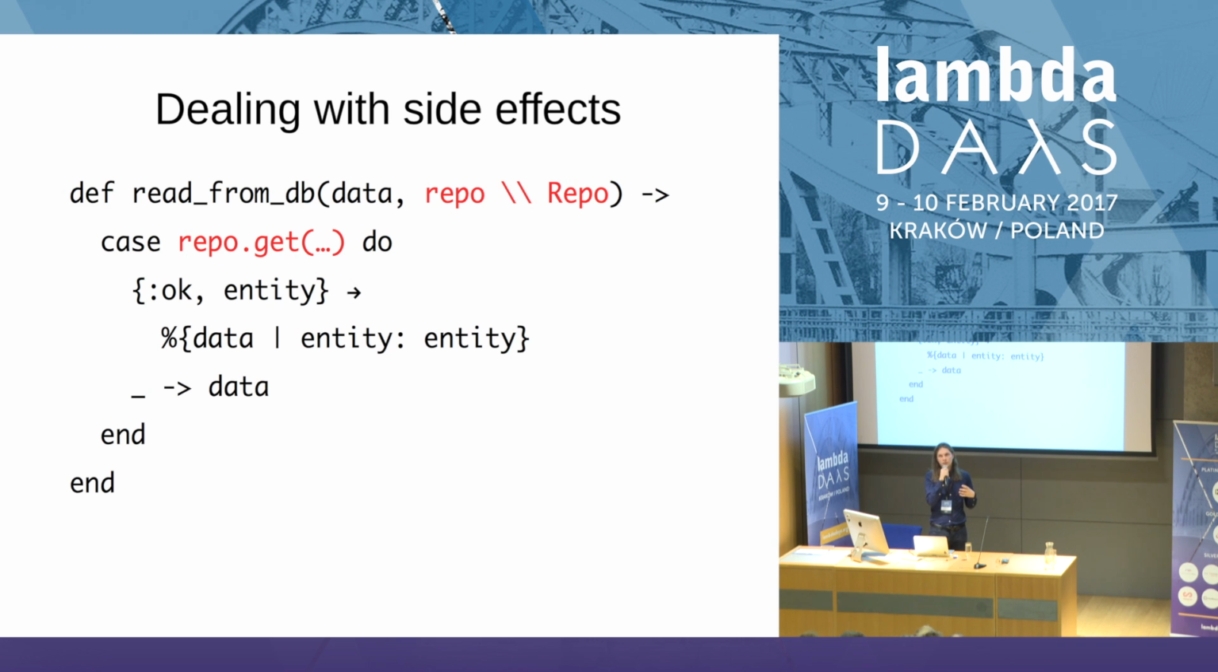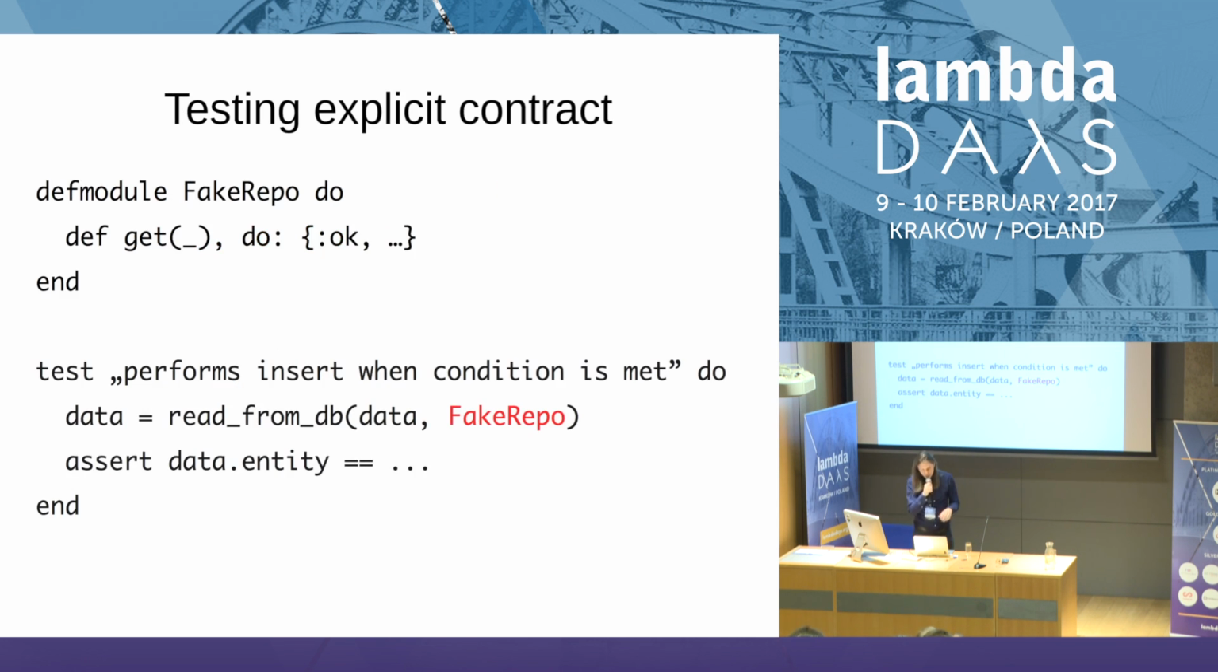So in case of your application code, if you want to call it, nothing changed. You still call it with one argument, and then the default argument will be capital R Repo, and it will do the thing you want to do. However, when you're testing it, you can pass the repo module explicitly. So you quickly create this repo module that will behave as Ecto repo, and then pass it as a second argument to this function. And then you can check your logic independently from the database.